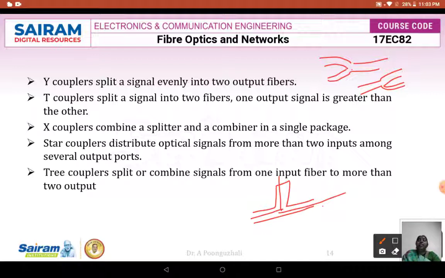Next is the X coupler. We know this is an X shape. It is a 4-port coupler that combines a splitter and a combiner in a single package. The star coupler distributes the optical signals from more than two inputs among several output ports. The tree coupler splits or combines the signals from one input fiber to more than two outputs. So this is about your couplers. With this we come to the end of module 2. Thank you.